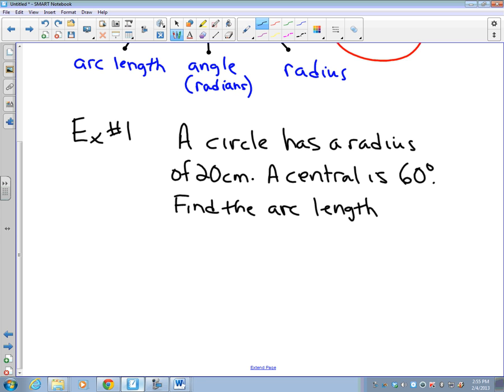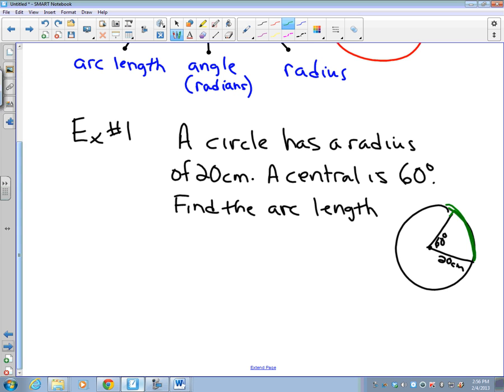So they're telling you that there's a circle here, and we cut out a central angle of about 60 degrees. And we know this radius is 20 centimeters. And what we're trying to find is the length of this arc here, cut out by that angle. That's what we're trying to find.